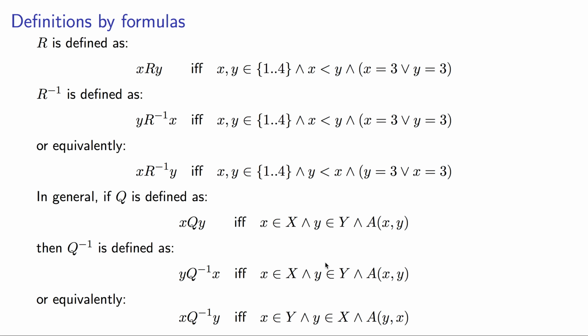We're going to consider a simple relation and its inverse relation, and we will show how this relation can be described by formulas or different types of diagrams. So our relation R is defined as follows. X is related to Y if and only if X and Y are integers between 1 and 4, X is smaller than Y, and X is equal to 3 or Y is equal to 3.